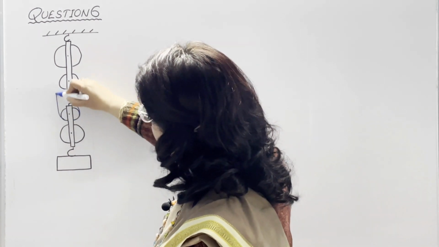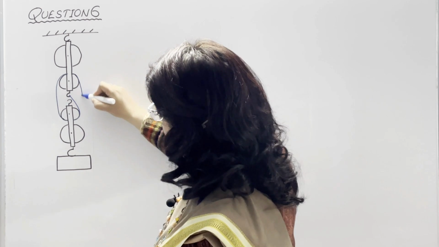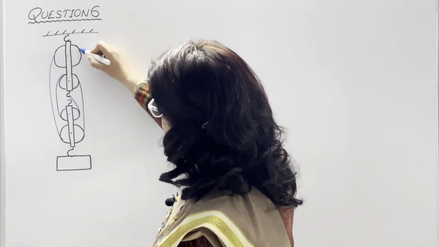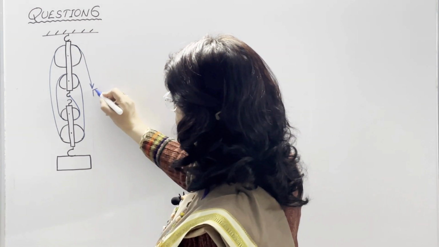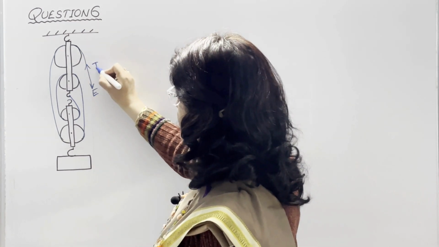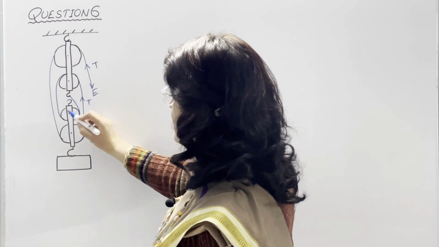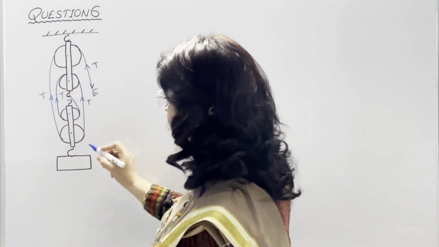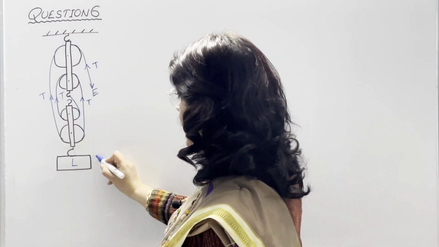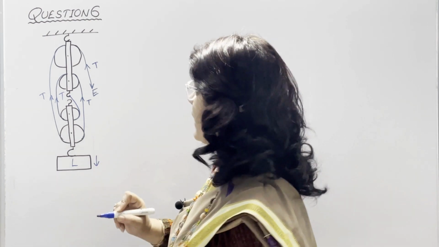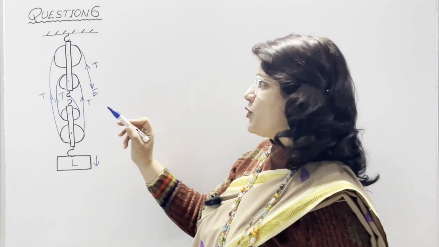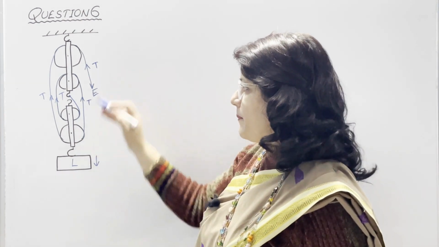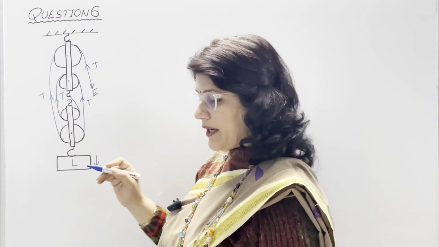It will move like this. Then lower block, then upper block, and then effort. This is our effort. This is tension. Show tension at least in 4 strings. T, T, and this is effort, and this is the load. And the direction of load due to its weight is downward. You will get complete 1 mark if you show the direction of tension upward, effort downward, load downward, and proper position. Then you will get your first mark.